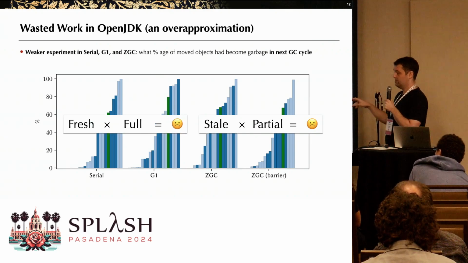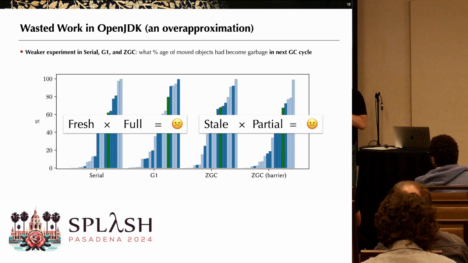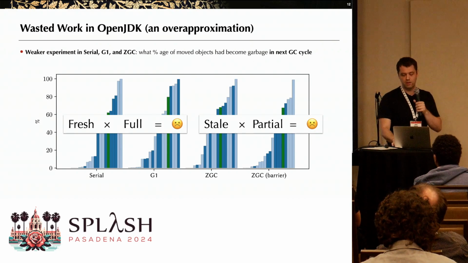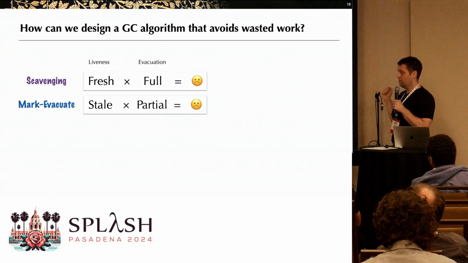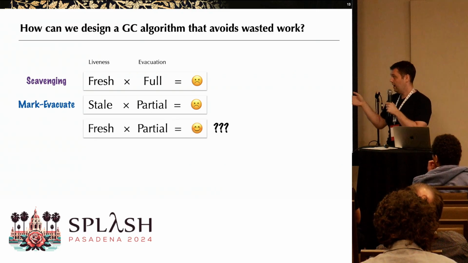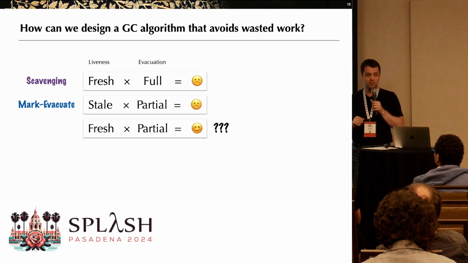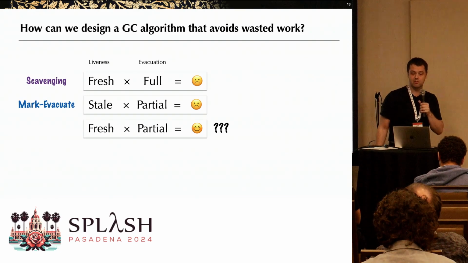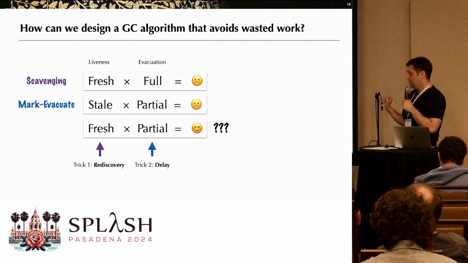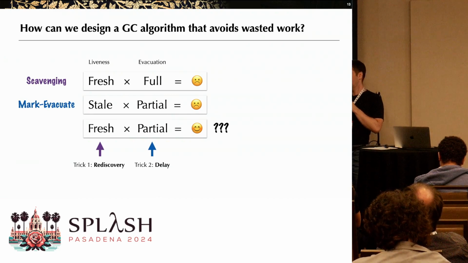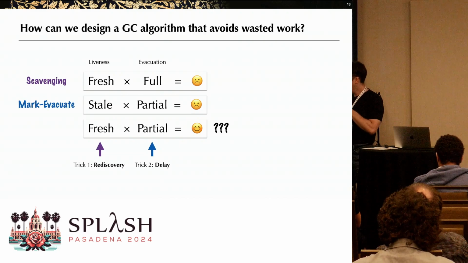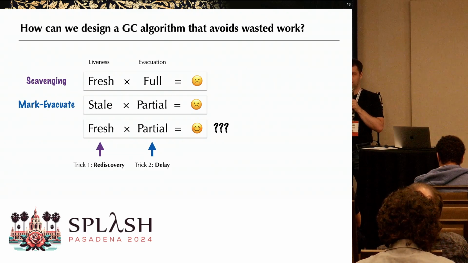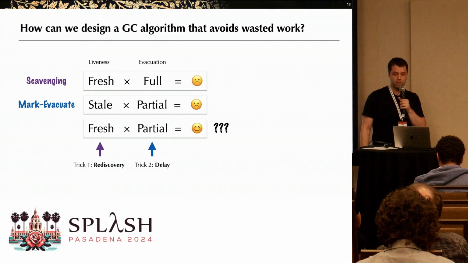Whereas scavenging has the most fresh liveness information you can get with pointer reachability, but it has to evacuate the entire heap. So how can we design a new algorithm that uses the best of both, which would be using as fresh liveness information as possible, but only partially evacuating the heap? The first trick we're going to use to achieve as fresh liveness information as possible is to rediscover objects and to refine the set of objects we evacuate. We will use a delay for the evacuation.